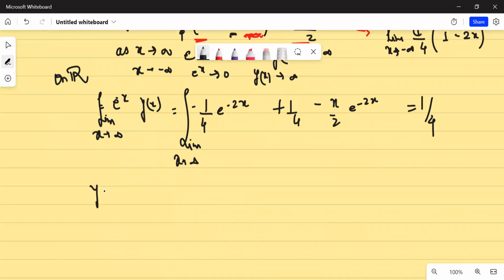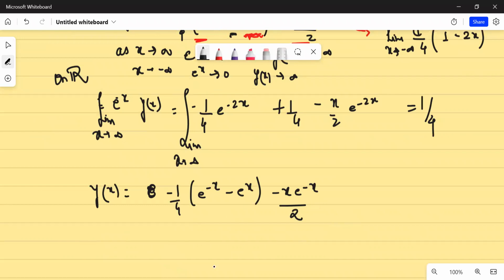You know that your function is given by y(x) is equal to... what was it? Again the same: -1/4 e^(-x) minus e^x minus x into e^(-x), upon. Is that clear? So now we have to find the minimum of this function, and we have to say whether the minimum is attained on R or not.